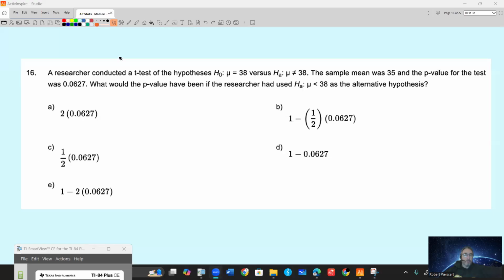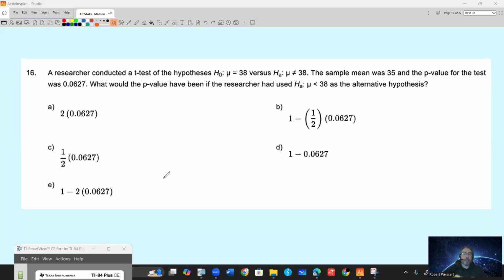Question number 16. A researcher conducted a t-test of a hypothesis, H0: mu equals 38 versus HA: mu is not equal to 38. A sample mean was 35 and the p-value for the test was 0.0627. What would the p-value have been if the researcher had used the alternative where it's less than as the alternative hypothesis? Well, let's look at our values for a moment.